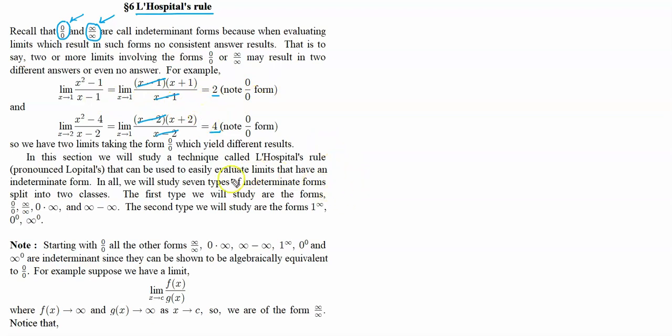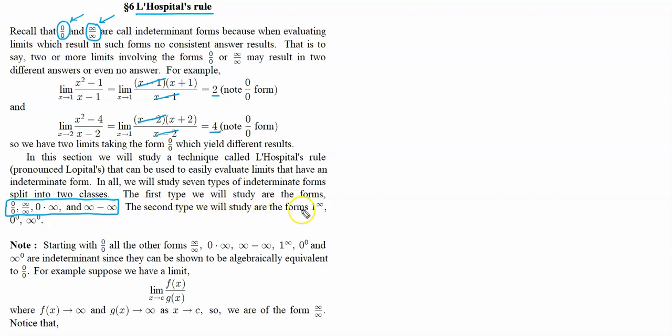Now in this lesson, we're going to study several different types of indeterminate forms split into two classes. The first type of forms that we study are going to be 0 over 0, infinity over infinity, 0 times infinity, and infinity minus infinity. So these four indeterminate forms, when we run across them, we will tackle them in a similar manner. And these are all indeterminate forms. We'll justify a few of them later on.